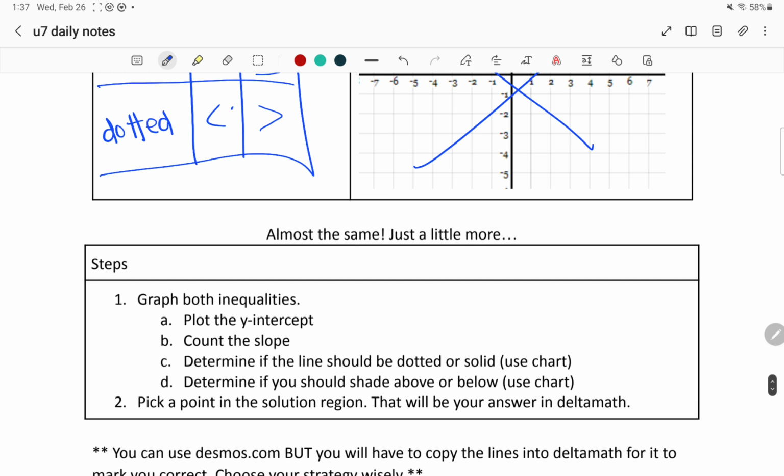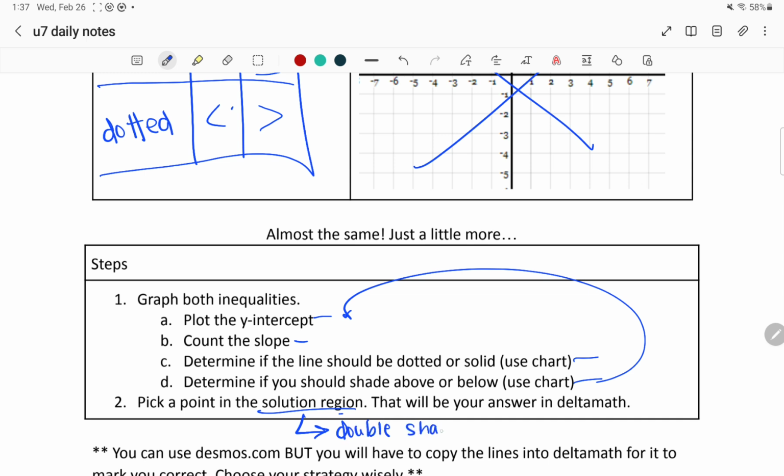So your steps are graph both inequalities, plot a y-intercept, count the slope, solid or dotted, shade above or below. Do it all again with the second one, and then we're going to pick a point in the solution region. That's one of your vocabulary words. Solution region is the double shaded area.